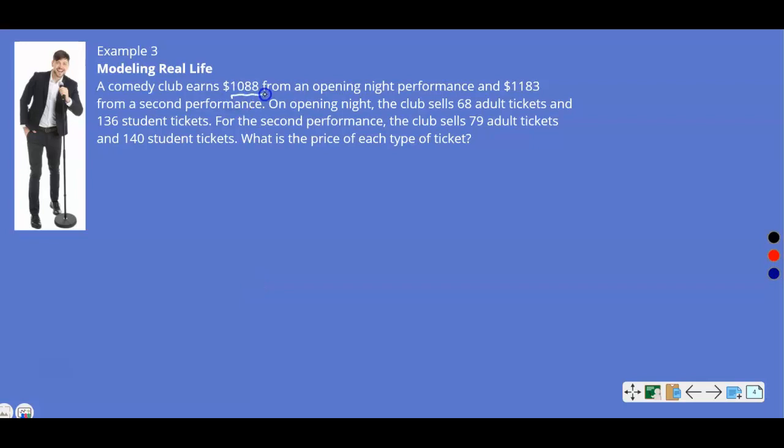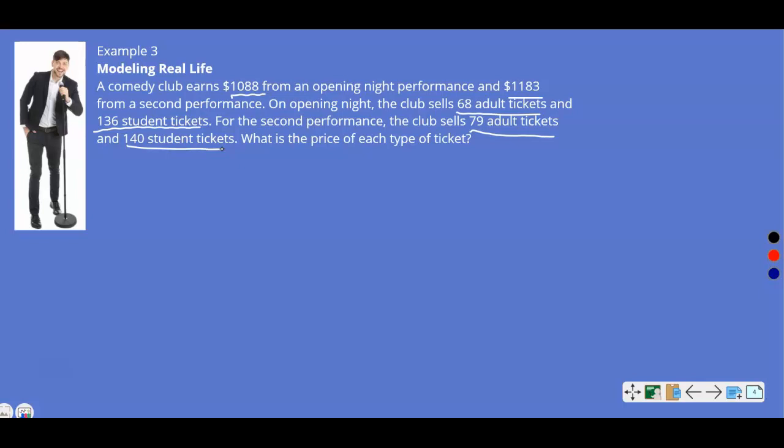All right, so we know the first performance, $1,088. The second performance, $1,183. We know the first performance had 68 adult tickets and 136 student tickets. And for the second one, there were 79 adult tickets and 140 student tickets. So we have two problems, the first performance and the second performance. So we can set up two separate equations, which creates our system of equations. Remember, a system is two or more equations.